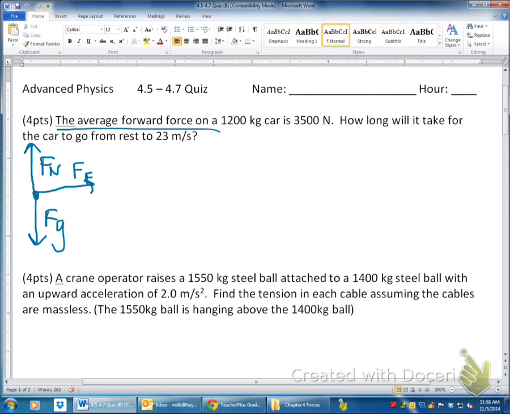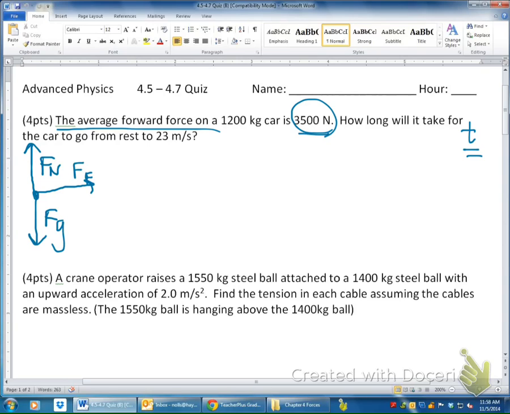Tell me overall what this question is asking us for. Time. Okay, time is going to be our overall goal here. How can we get there? How do we have to get there to find time? What's our first step? We have to find acceleration. Okay, so in our problem, we can take away that we have our overall net force.